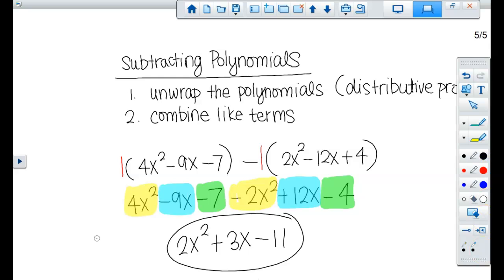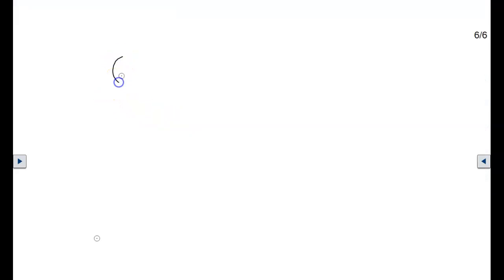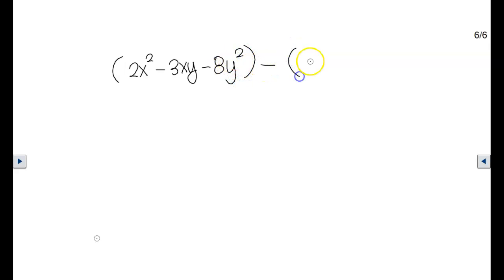And let's do one more subtraction example. Let's do 2x squared minus 3xy minus 8y squared, minus negative 14 plus 3x squared minus 2y squared.